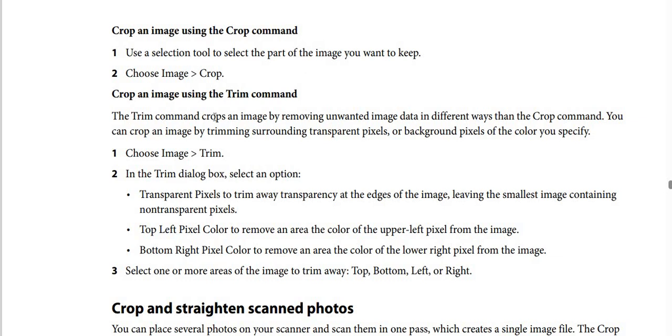And after that, how to crop an image using the trim command. The trim command crops an image by removing unwanted image data in different ways than the crop command. You can crop an image by trimming surrounding transparent pixels or background pixels of the color you specify. We have steps again.